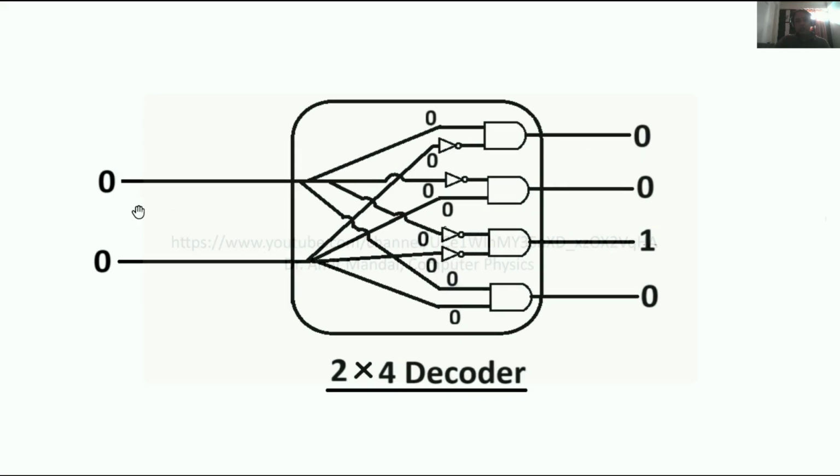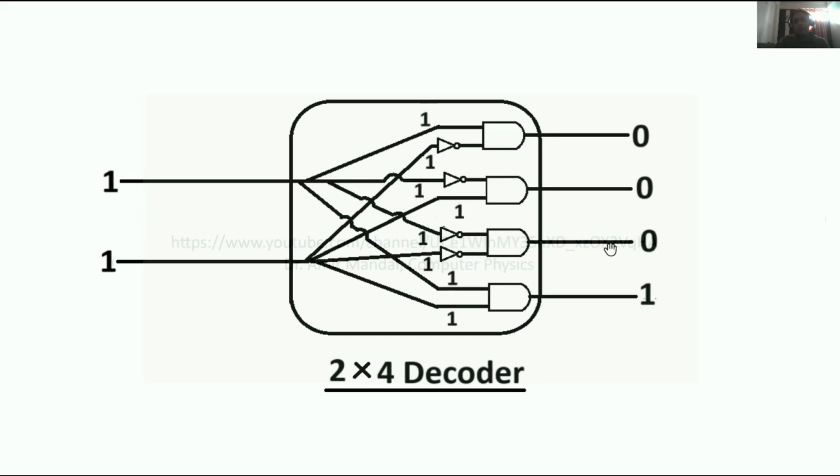Similarly, in case the inputs are 0 0, then this AND gate will work, which contains two NOT gates, so both of these 0 will convert into 1, so input will be 1 and it will output 1. Similarly, for 1 1 it will work.